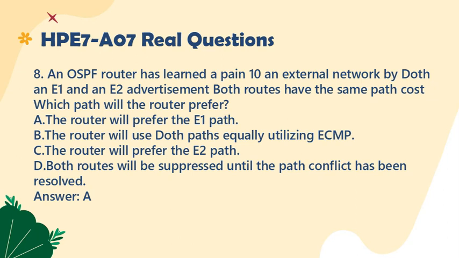8. An OSPF router has learned an external network by both an E1 and an E2 advertisement. Both routes have the same path cost. Which path will the router prefer?